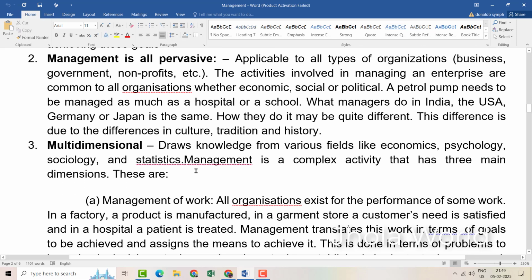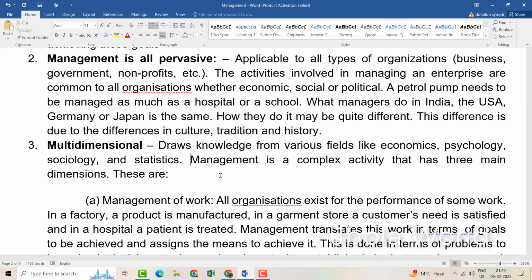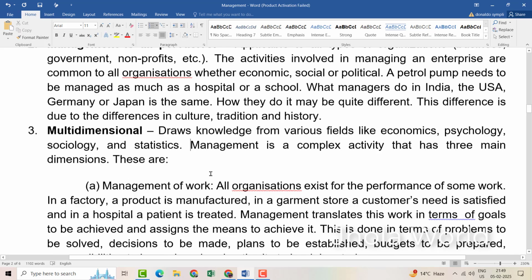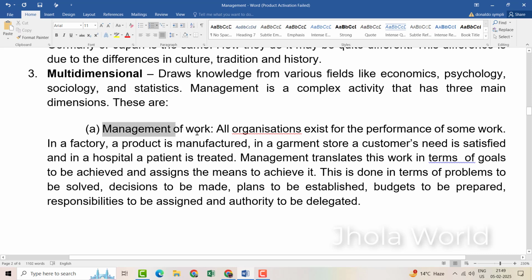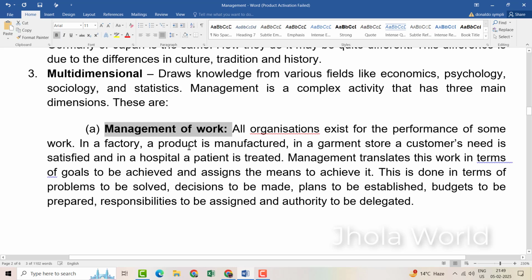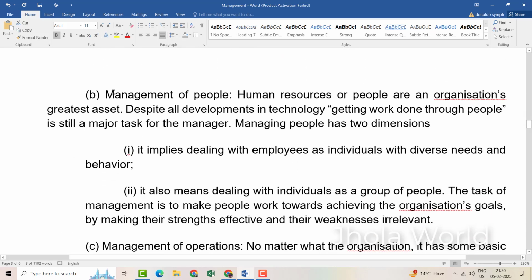Then we have number three, that is multi-dimensional. It is also sometimes called multidisciplinary. Here multidimensional means it draws knowledge from various fields like economics, psychology, sociology, and statistics. Management is clubbing together information and skills from different fields of study. And management is a complex activity that has three main dimensions. First dimension is management of work. So you have work to do and you have to manage it in the best possible way to attain the objective. Then number two is management of people.